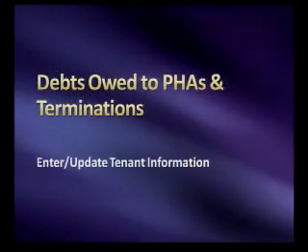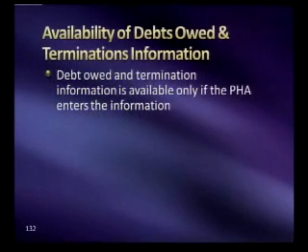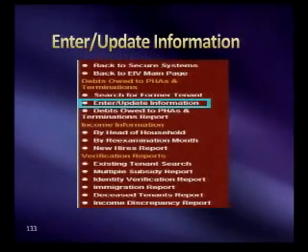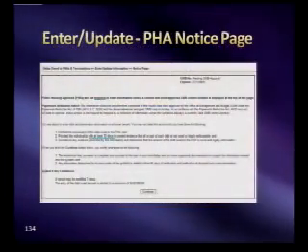Now I want to show you how to enter and update tenant information. The debt owed termination information is available only if you enter the data. No data, no report is basically what it boils down to. So if you're a program administrator, you'll click on the Enter Update Information link. This will be the lovely notice screen that will be displayed, letting you know you're getting ready to enter debt information. You're going to certify that you're going to ensure that you enter complete and accurate information. It also tells you that a record cannot be modified more than 3 times.